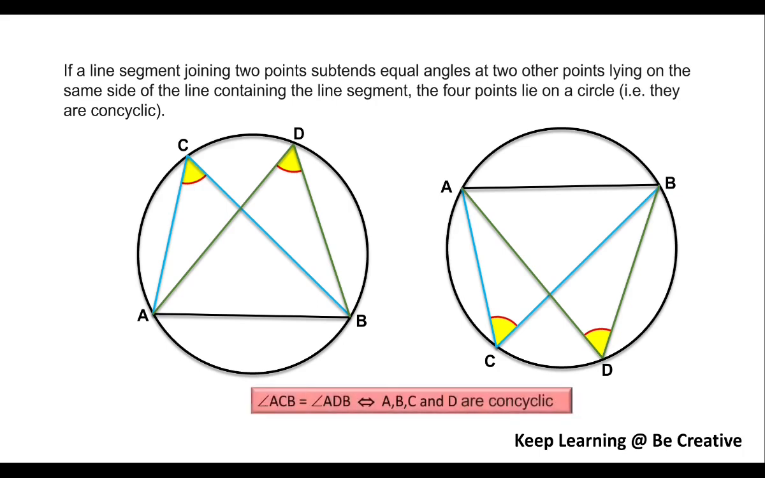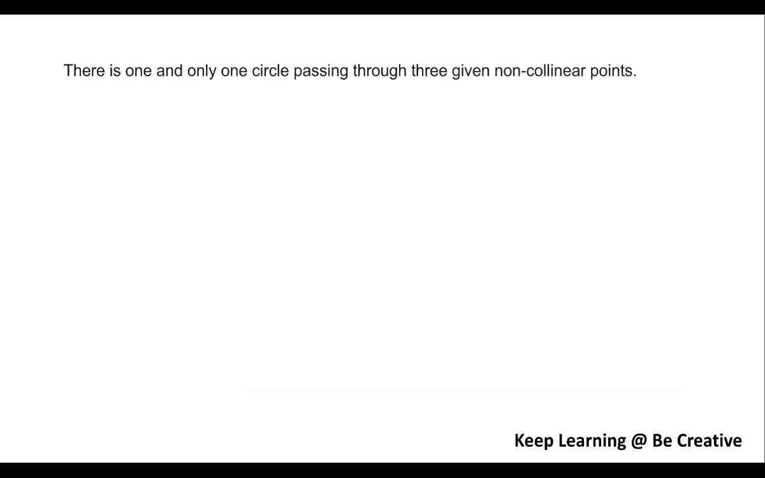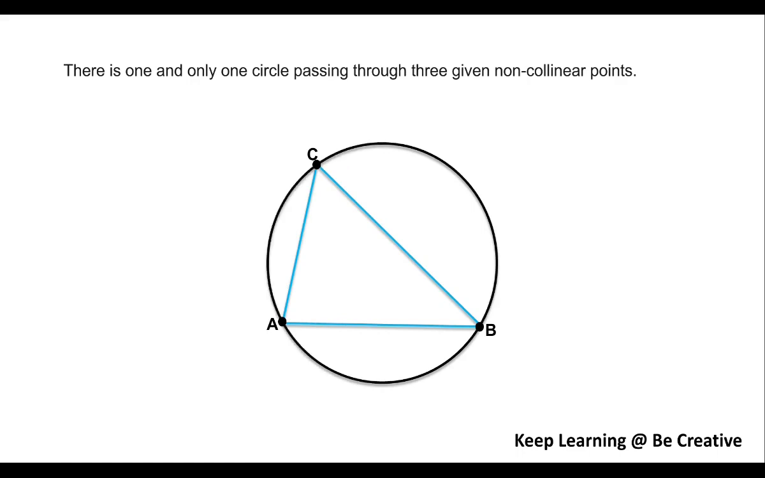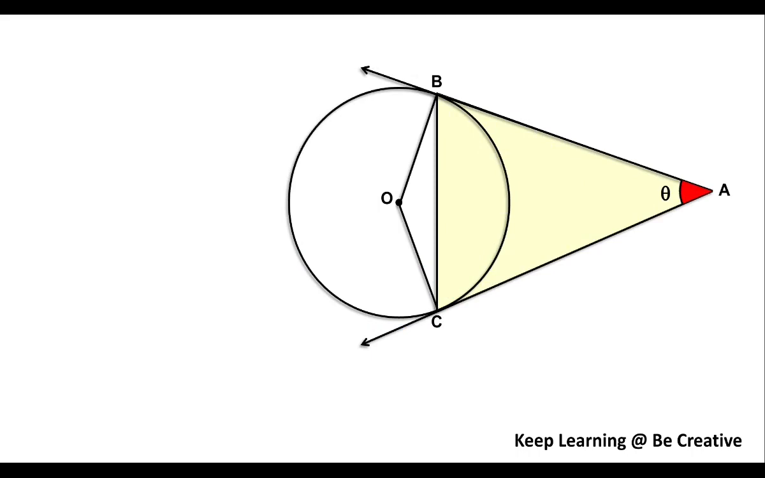The second important theorem which we should know is that there is one and only one circle that passes through 3 given non-collinear points. So if we have been given 3 non-collinear points, then there can be only one circle which can pass through these 3 points. If you have studied these two theorems, it's very good. These theorems are very important, and in proving this theorem they will be very beneficial. Let's move to the proof of this theorem.